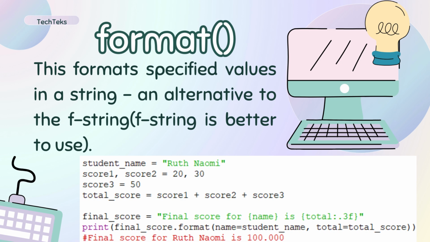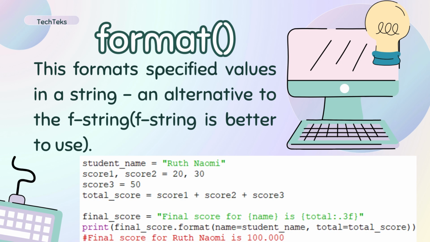So let's say we've got final score equals, in our string, we have final score 4. We want to put the name of Ruth Naomi, but let's just keep it as name inside curly braces, is total, which is score 1 plus score 2 plus score 3, but we haven't referenced that yet. So let's just put total with a colon and .3f, which means that we want it to three decimal places. So let's print final score dot format.